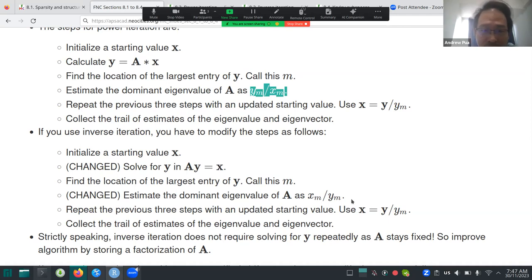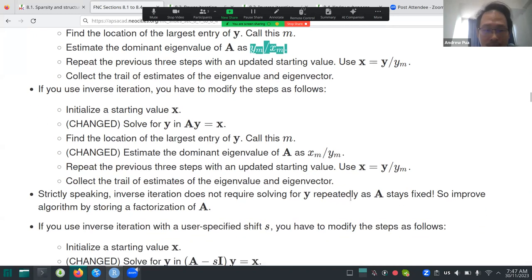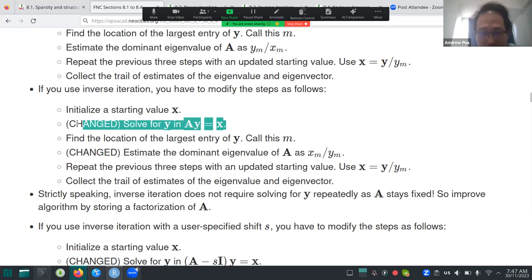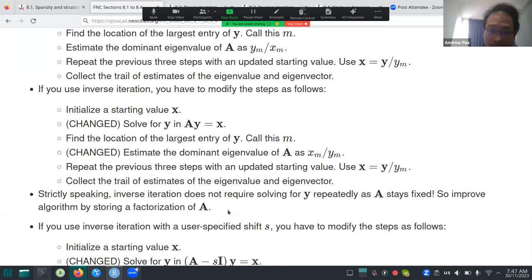Those are the only things that change if you want to do inverse iteration, finding the eigenvalue with the smallest magnitude. And a point they make is that the step of solving for y doesn't have to be done repeatedly because the A matrix stays fixed. So you could improve the algorithm by storing a factorization of A, and you can see it as one of the lines in the code.